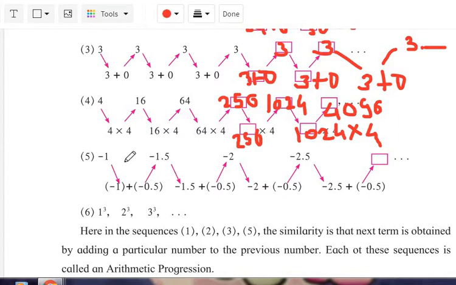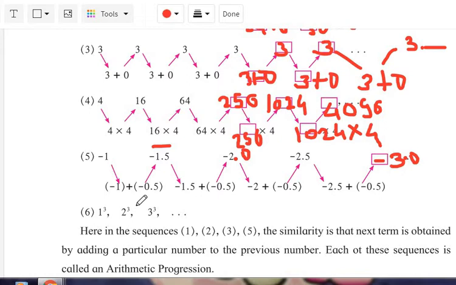Then fifth one is here: minus 1.5. Okay, now how? Minus 1.5 minus 1 plus 0.5. Minus 1.5 plus 0.5, that is minus 2.0. Okay, that is minus 2. Again minus 2 plus 0.5 is minus 2.5. Minus 2.5 plus 0.5, answer is minus 3.0. Minus 3.0 means minus 3.